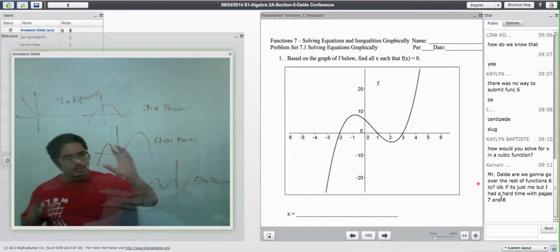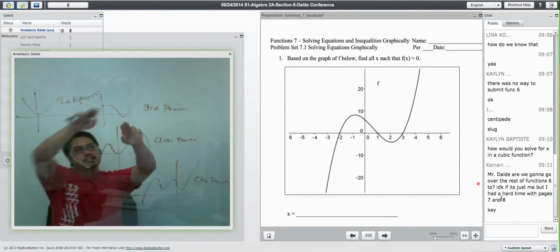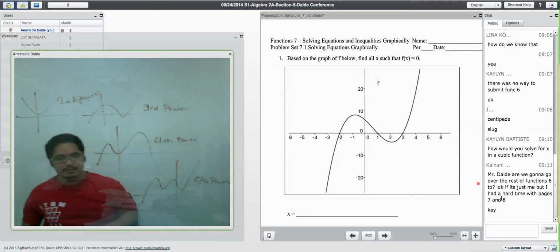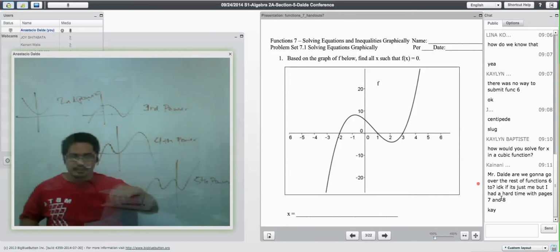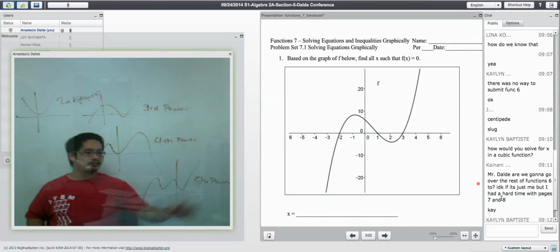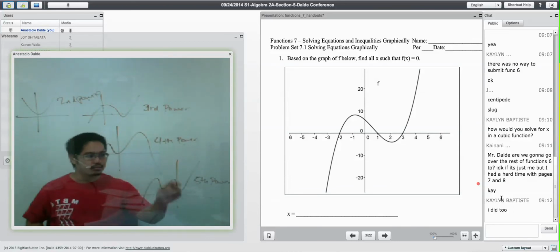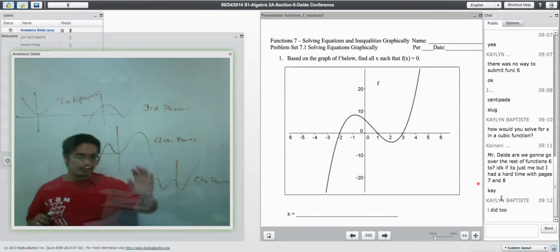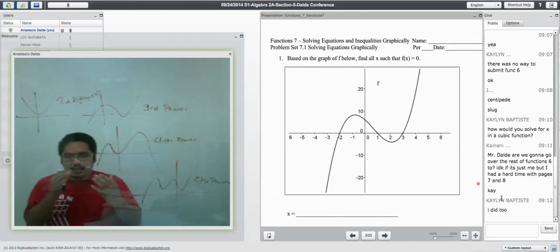I want you to notice this, though. The third power function has two bounces. The fourth power function has how many bounces? Count them. Say it for me. 1, 2, 3. There we go. The fifth power has 4 bounces: 1, 2, 3, 4. So you can actually look at a graph and tell what power the x has just by counting how many times it bumps.